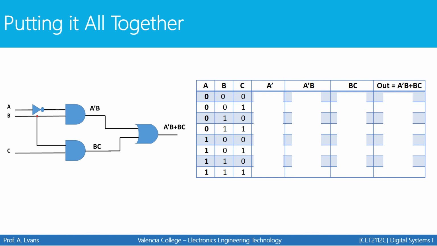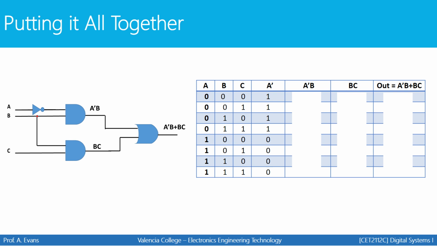And then I gave you 1 column for each gate. So that means we're going to figure out the output of this inverter first, right here, then the output of this AND gate, then the output of this AND gate, and then we're going to put it all together to find the final output. So let's start with the inverter. If A goes in, not A comes out. So we take the zeros and invert them to be ones, and we take the ones and invert them to be zeros.